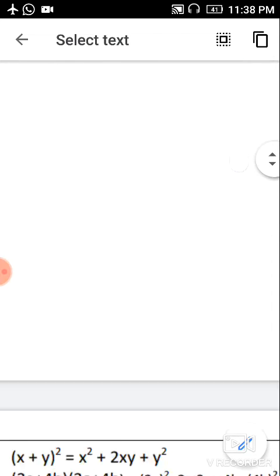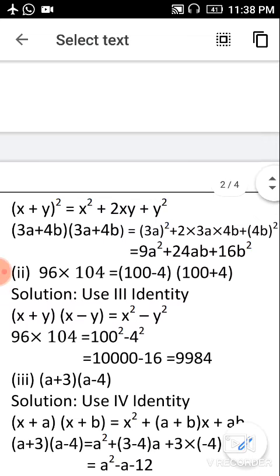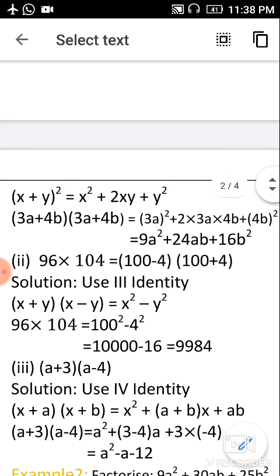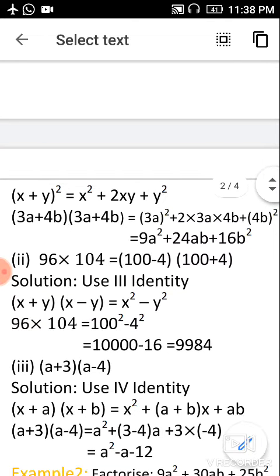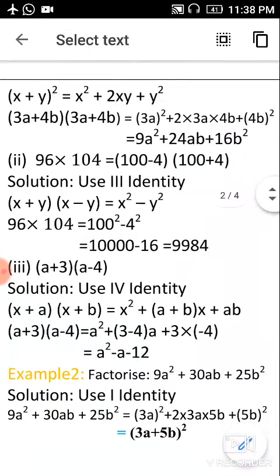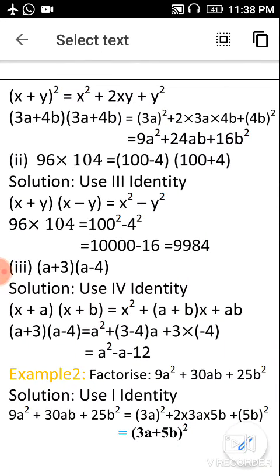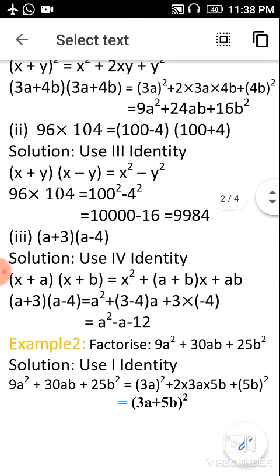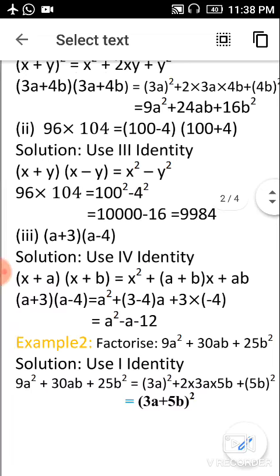So apply the first identity, (x + y) whole square equals x square plus 2xy plus y square. Here x equals 3a, and y equals 4b. So (3a) whole square plus 2 into 3a into 4b plus (4b) square. Remember it, we will write whole square, because the meaning of 3a square and (3a) whole square is different. So (3a) whole square will be 9a square plus 24ab plus 16b square.